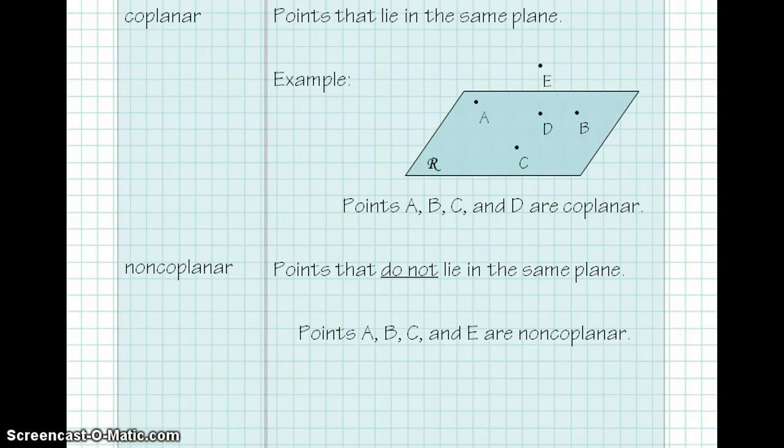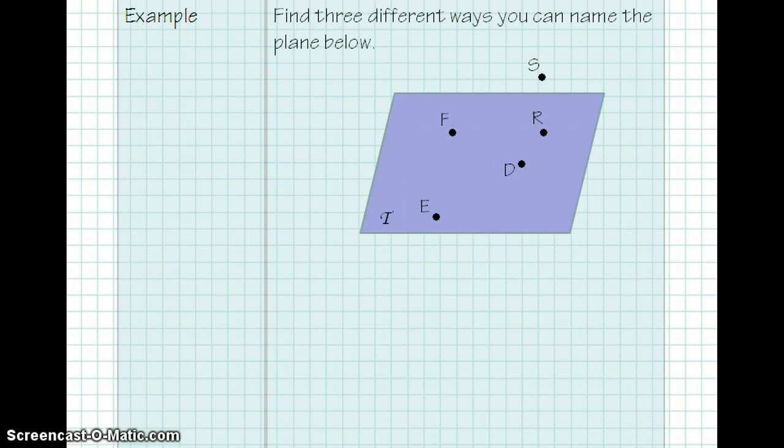Now, just like 2 points are always collinear, 3 non-collinear points are always coplanar. So if I've got this plane here that has these points on it, I want to come up with 3 different ways you can name the plane below. Well, it turns out that I can call it plane T, or I can pick any 3 letters in any combination I like, except for the letter S, because S is a point that is outside the plane, and so I can't use that to name that plane.